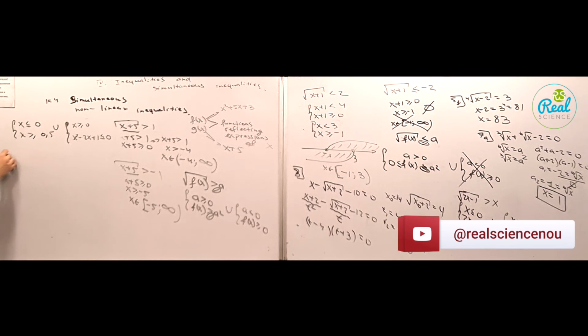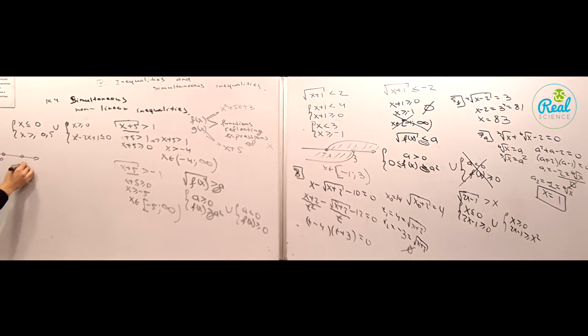So let's solve the first one. You have two numbers, 0 and 0.5. You have such x that is less than 0, and you have such x that is greater than or equal to 0.5. Do you have any intersection here? No solution, okay? From the first simultaneous linear inequality, we face no solutions.